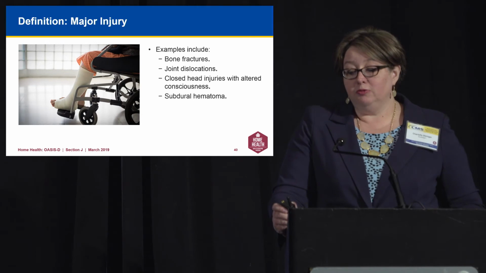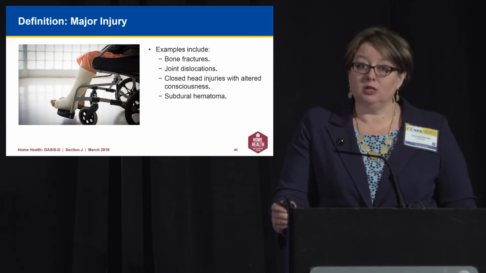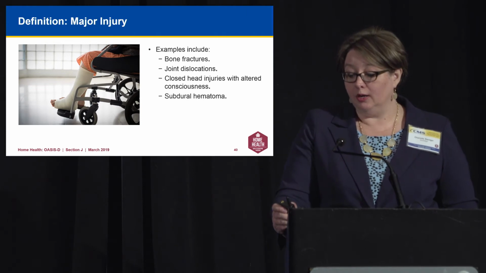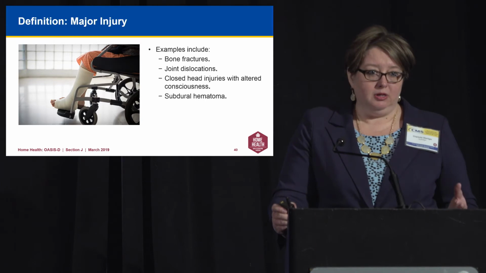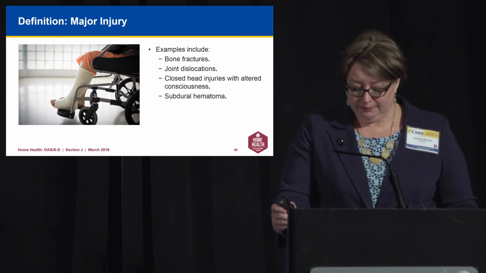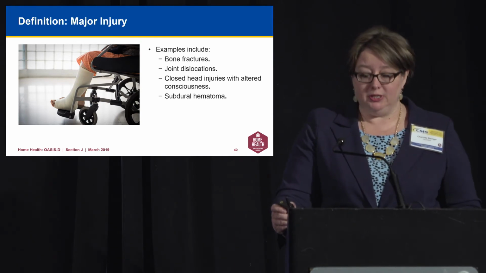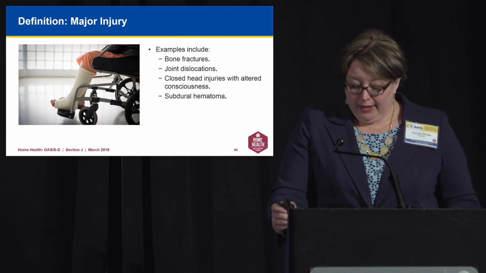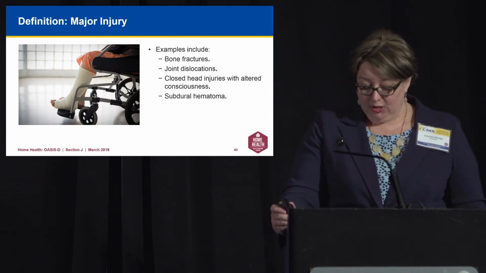So examples for major injury include bone fractures, joint dislocations, closed head injuries with altered levels of consciousness, and then something like a subdural hematoma. So these are pretty major injuries that resulted in pretty major symptomology or injuries to that patient. Now, again, this is not an exhaustive list. This is just examples of major injury.